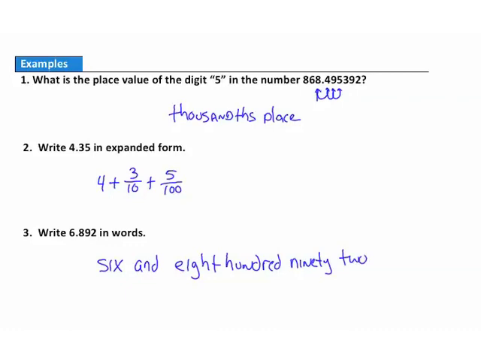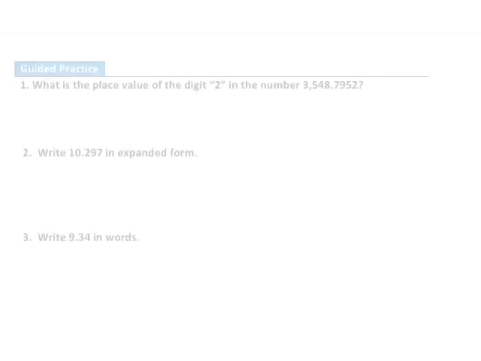Okay, 892. Once I have that number written, now I identify the place value of the last digit in that number, which is the 2. So let's start from the ones place and count our way over. So we have the tenths, hundredths, thousandths place. So the 2 is in the thousandths place. And so I put that on the end of my written statement here. So to write that number in words, it is 6 and 892 thousandths.